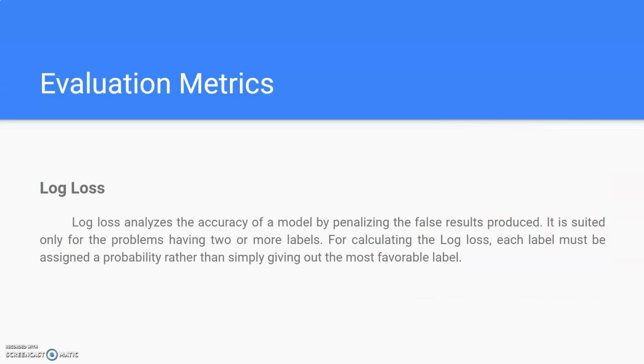Next, log loss. The log loss analyzes the accuracy of a model by penalizing the false results produced. It is suitable only for problems having two or more labels. For calculating it, each label must be assigned a probability rather than simply giving out the most favorable label. So log loss works by considering the probability of each label and does not favor any one label.